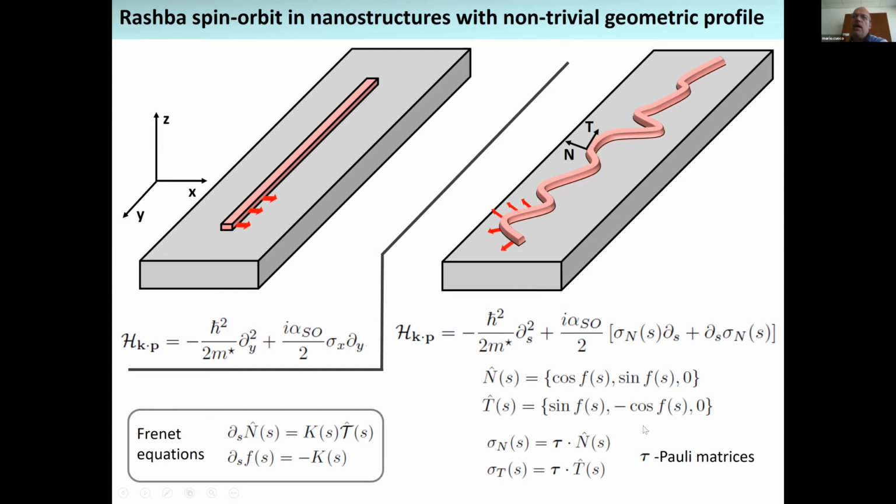And you can introduce this angle phi(s), which is telling you how the normal and tangential components are oriented. Then you can introduce the spin component by having Pauli matrices with respect to this orientation. The normal and tangential components are linked to each other through the curvature. So the curvature, how strongly the velocity changes direction of your electron, enters in this constituent equation, the Frenet equation, which links the rapidity of change of the normal and the tangential component.